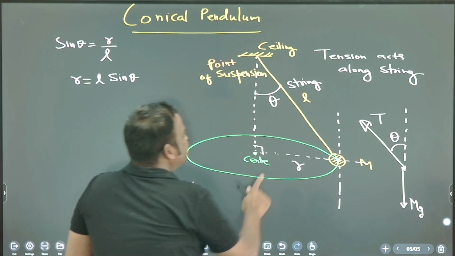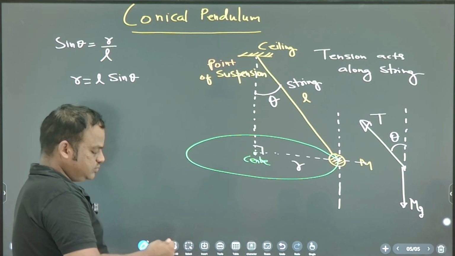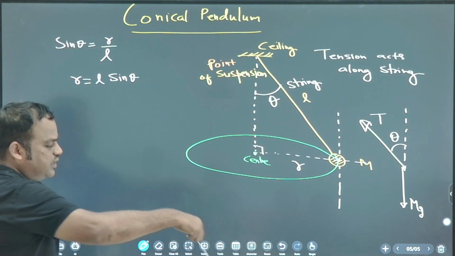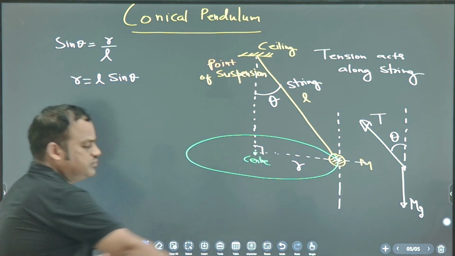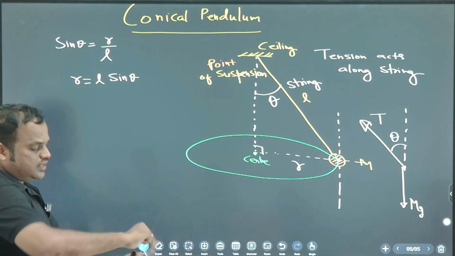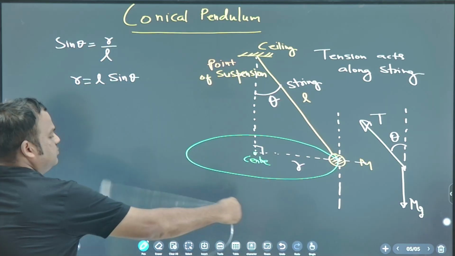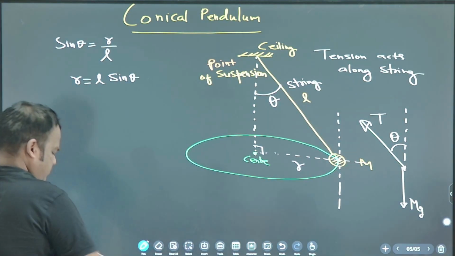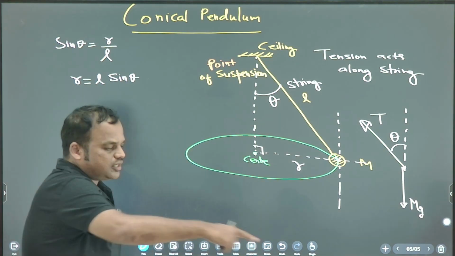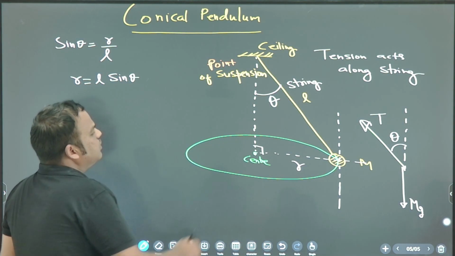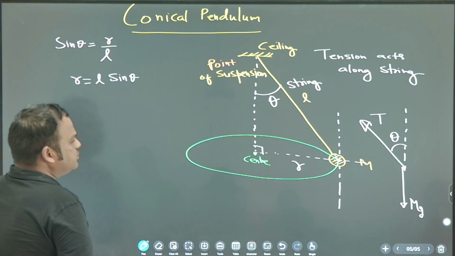Understood? So radius. What type of circle is it? Horizontal or vertical? Horizontal. The circle is horizontal. Okay. This is vertical. See, this is vertical circular motion. Correct? So what type of circular motion is it? Horizontal. So R is equal to L sin theta.